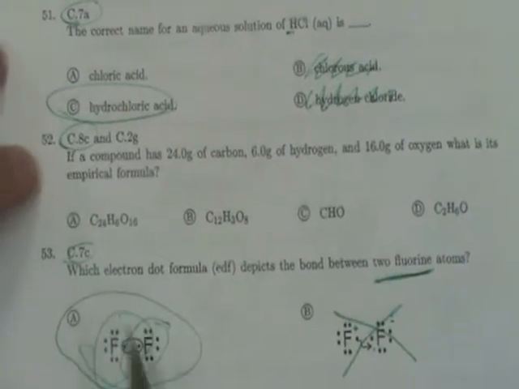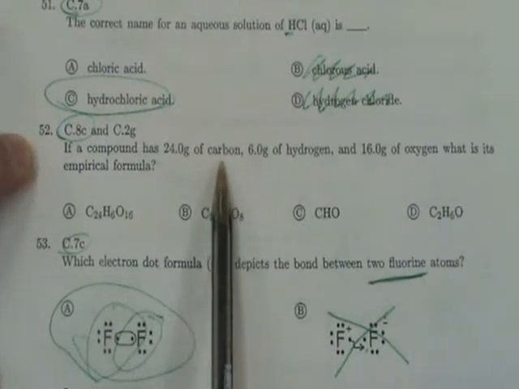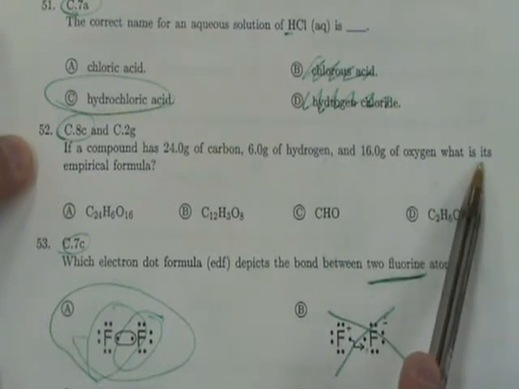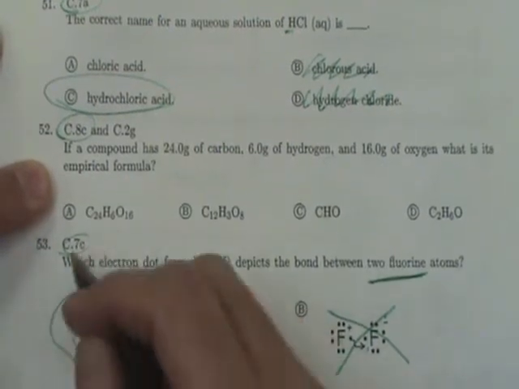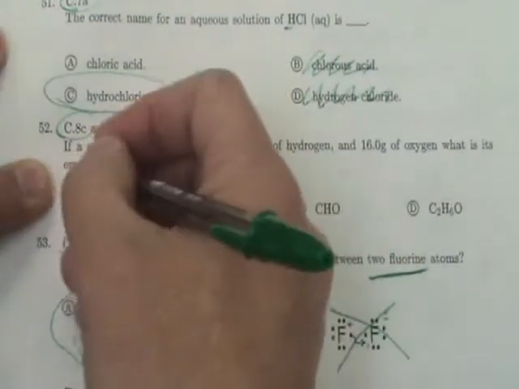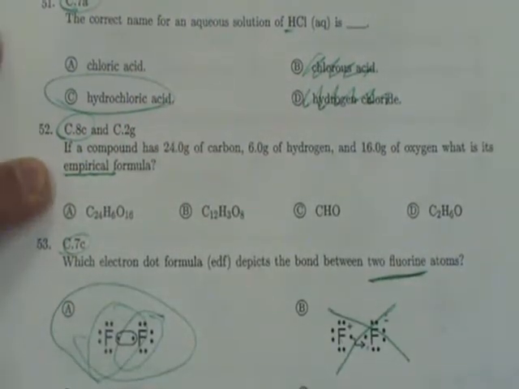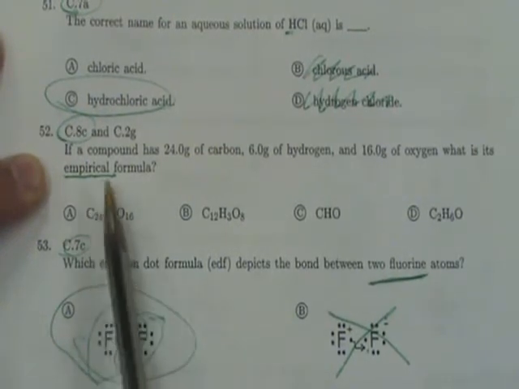Now, let's read the question. It says, if a compound is 24 grams of carbon, 6 grams of hydrogen, and 16 grams of oxygen, what is its empirical formula? Now, when we talk about empirical formula, recall that empirical formula means the lowest and simplest number ratio of atoms to each other in a compound.